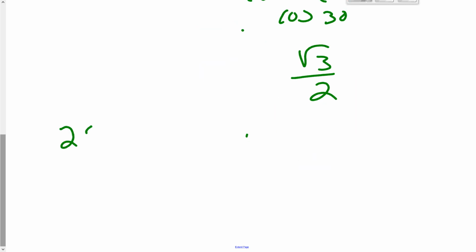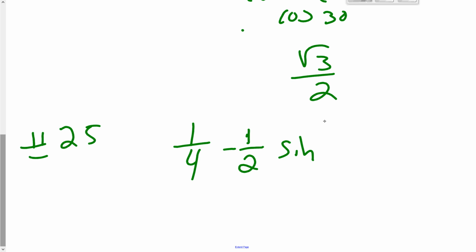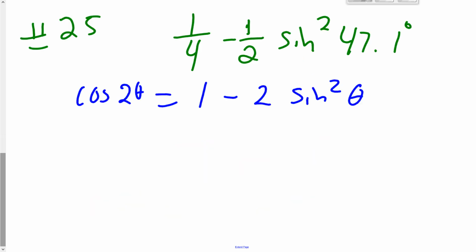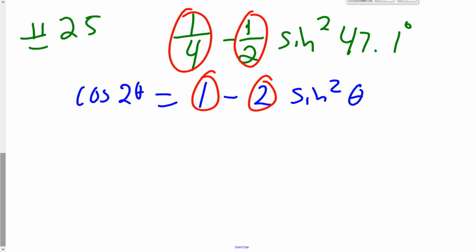So then we can go ahead and do number 25, and number 25 is negative 1/4. This is a little more tricky here. It's the square of 47.1 degrees. Here it kind of looks like the last one: 1 minus 2 sine squared of our angle is cosine 2 times theta. So this looks similar to the last one, except we need to change 1 into 1/4, and we need to change 2 into 1/2, right?